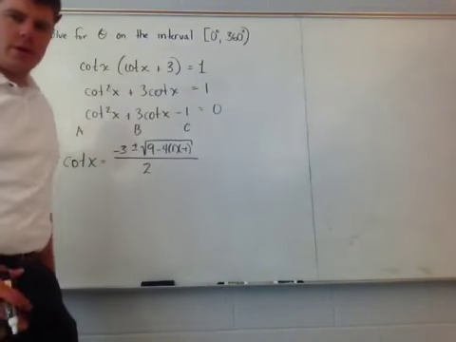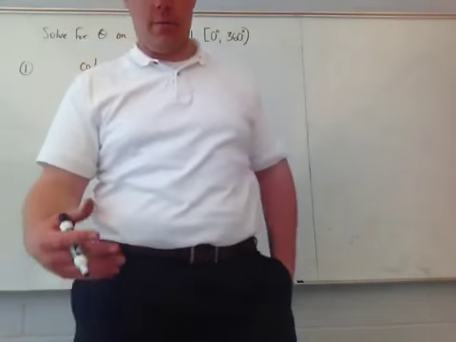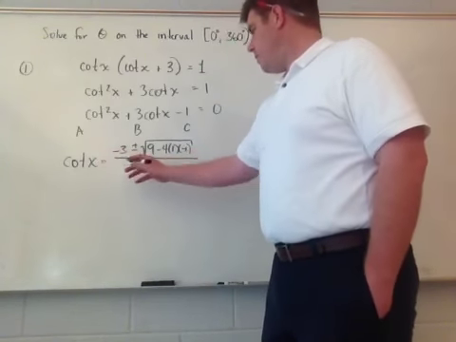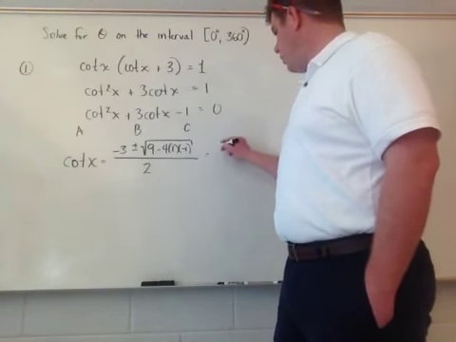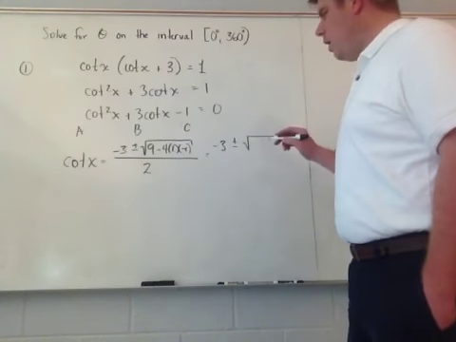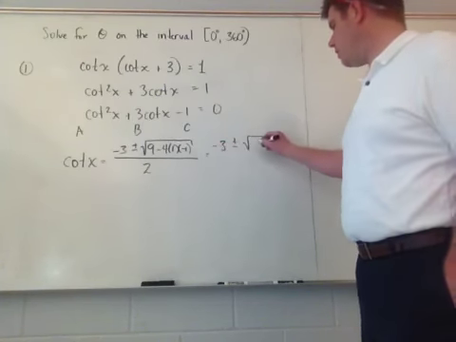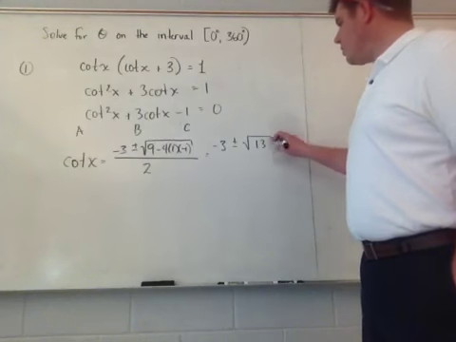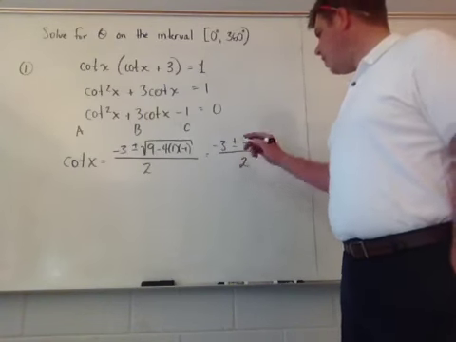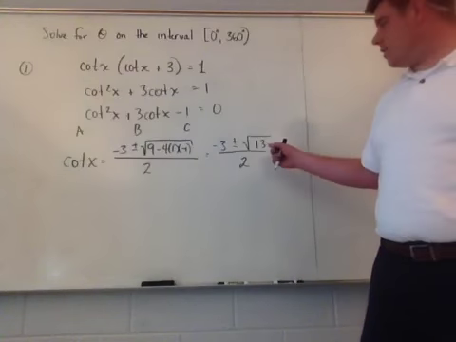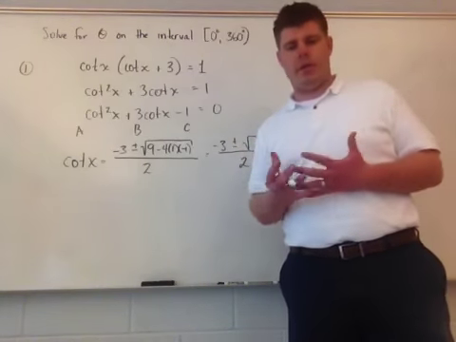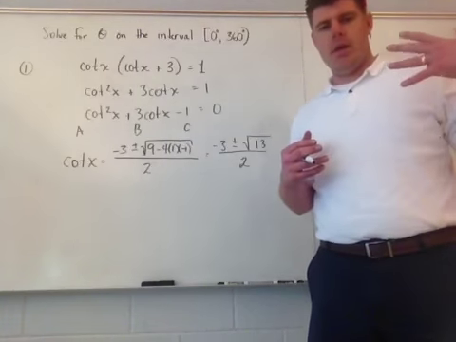I'm going to simplify this and talk about how I can continue on. This becomes negative 3 plus or minus the square root of 9 plus 4, which makes 13. So I have negative 3 plus or minus the square root of 13, all divided by 2. This isn't going to turn out to be anything nice. It's not going to be any function that I have memorized.